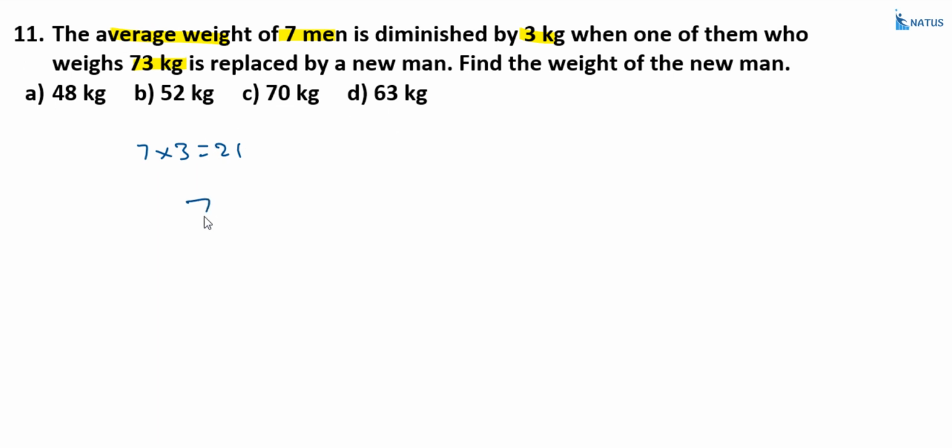What is the weight of the outgoing person? 73. Now, what is the weight of the incoming person? 73 minus 21, that is equal to 52 kgs. Option B is the correct answer. No need to apply any formula. Simply, the average weight of 7 men diminishes by 3 kgs, so total it decreases by 21. Why does it decrease? The incoming person's weight is less than the outgoing person's, by 21 kgs. The outgoing person weighs 73, so the incoming person weighs 73 minus 21, that is equal to 52 kgs.